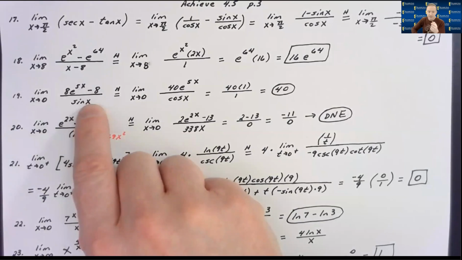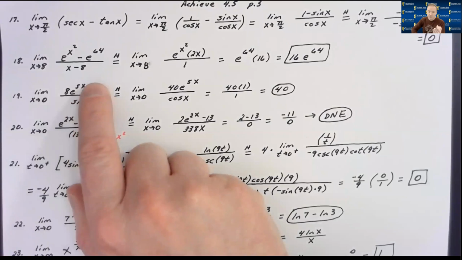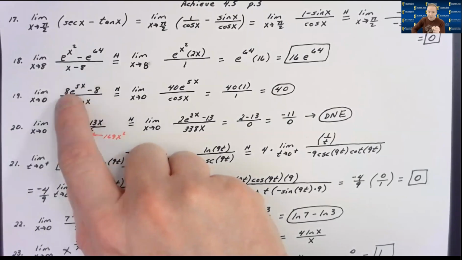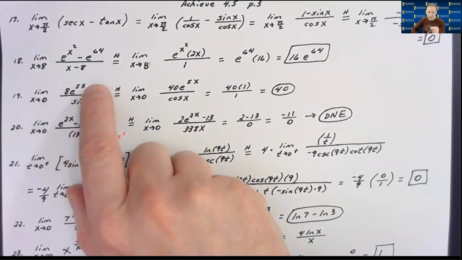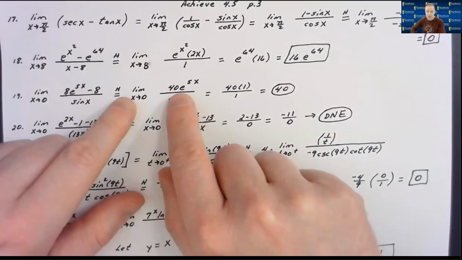Not in the denominator, and actually not in the numerator either, because an exponential function to the 0 power is 1. So you have 8 times 1 minus 8. You've got 0 over 0 right now. I use L'Hopital to see if that helps, and it should.